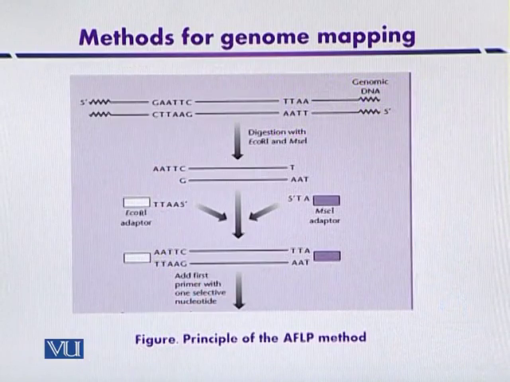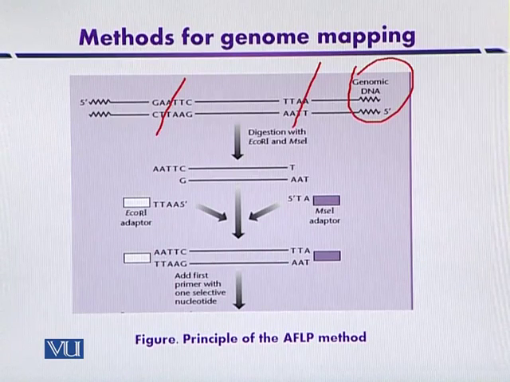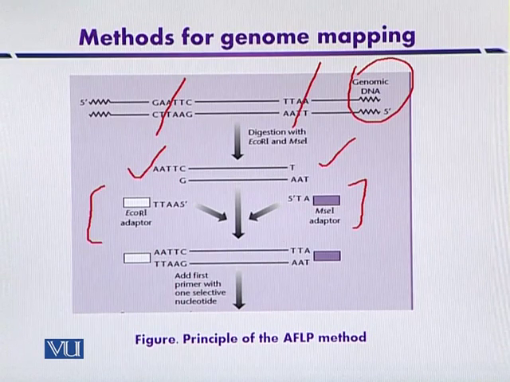For example, here we have a genomic DNA that we want to map, and here one site is for EcoR1 and another site, which is 4 base pair long, is for another enzyme which is MseI. So a set of enzymes is used to digest the DNA molecules and then sticky ends are produced and then they are ligated with the EcoR1 adapter here and the MseI adapter, so that now we can amplify these DNA fragments.